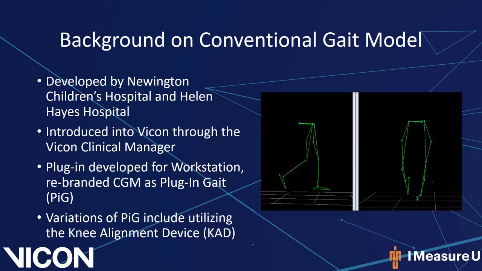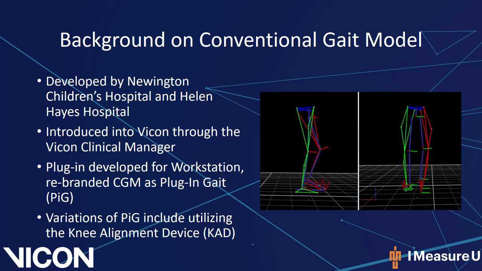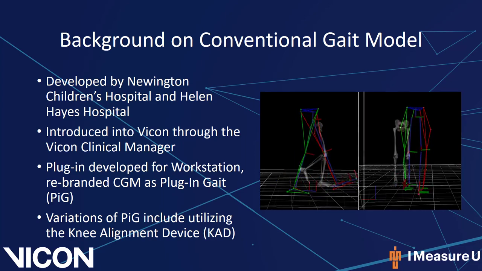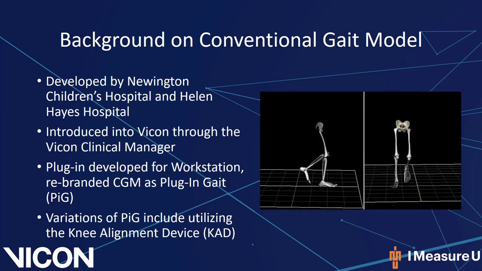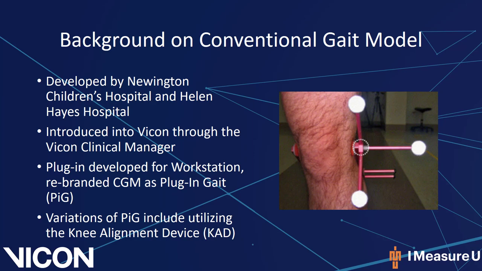Plugin Gait. For the most part, the CGM and Plugin Gait are pretty much the same, except that Plugin Gait allows users to implement different filtering techniques. Since its inception, variants of the CGM have been developed by research groups and then widely accepted by the research community. One such example is the implementation of the knee alignment device, which helped ease the burden of accurate marker placement on the thigh and shank.